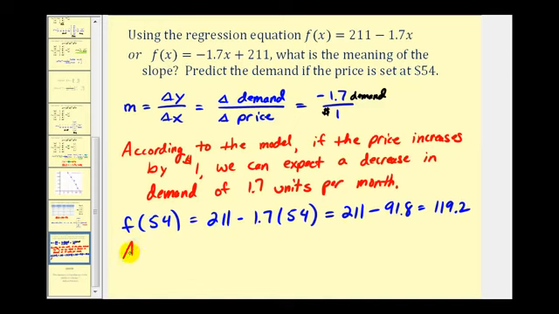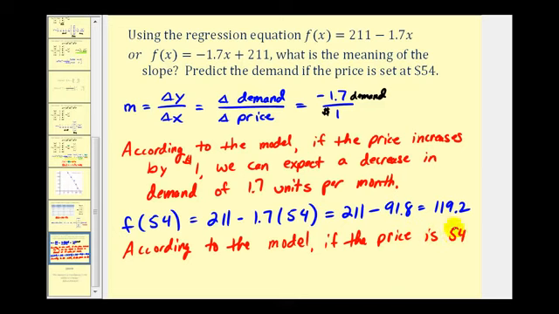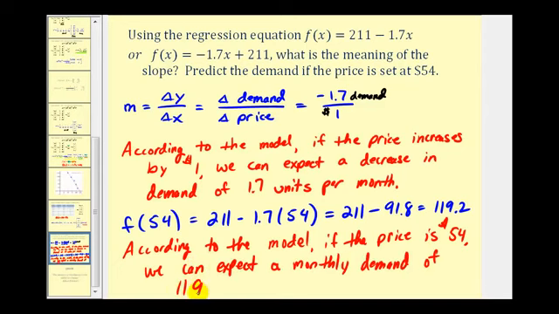So according to the model, if the price is $54, we can expect a monthly demand of approximately 119 units.